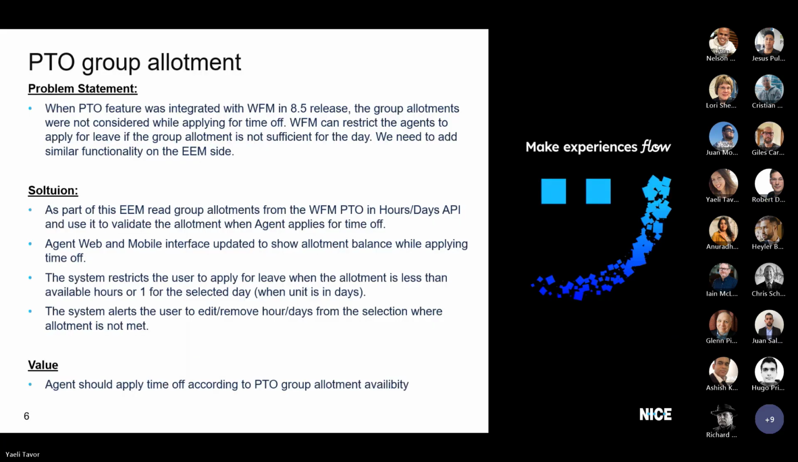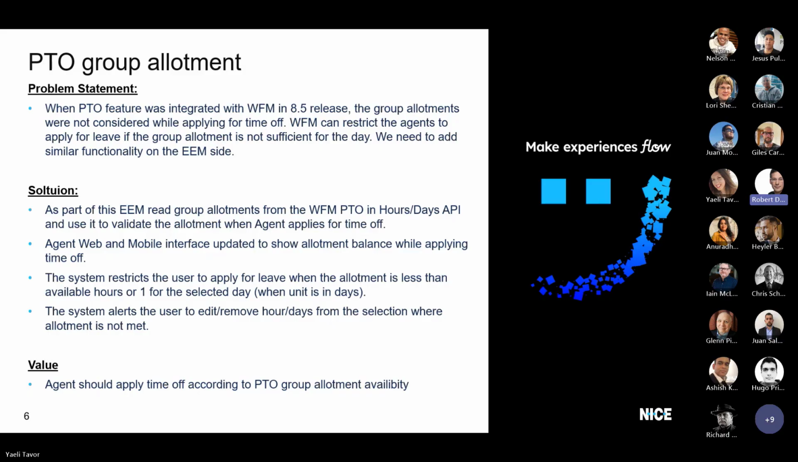Okay. So, PTO group allotment. Like I said, this is just an additional check that we can add to the net staffing check and the personal balance check for agents that are using paid time off. And again, this is just with paid time off because we don't map the unpaid codes within EEM to any balance within WFM, so we can't check it that way.